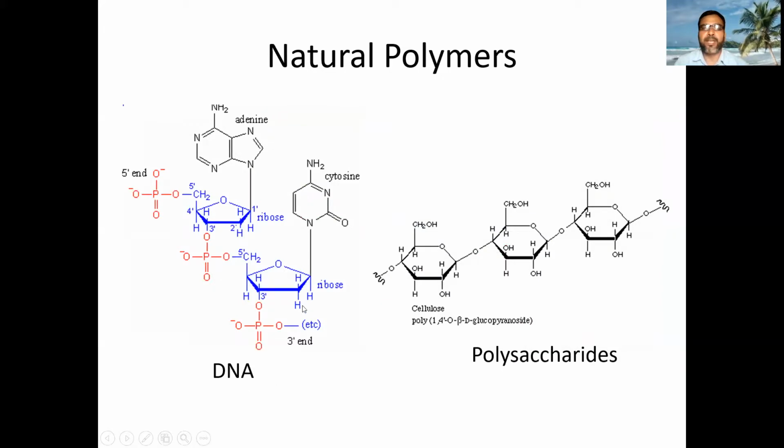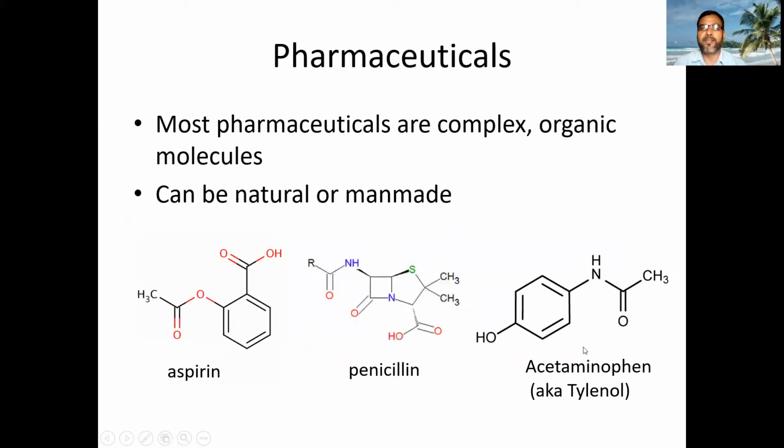Now DNA, you can see deoxy, here no oxygen at 2 position. Here is also no oxygen. So this is the DNA, deoxyribonucleic acid, versus ribonucleic acid. This is 3', this is 5'. Now you can see the polysaccharides, many glucose units and monosaccharides combined together forming cellulose polysaccharides.